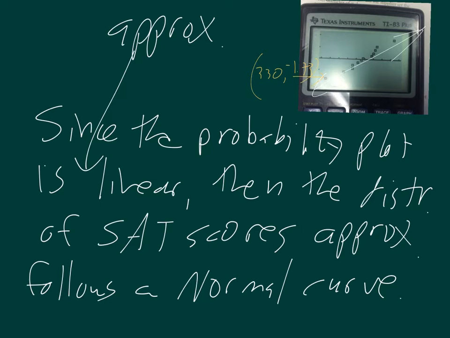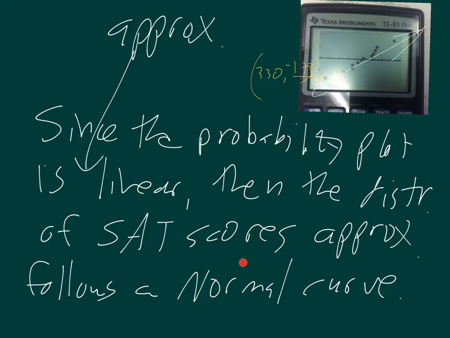All right. When you're doing your interpretation of graphs, don't say, since the graph is linear. Is this a graph? Yes, but don't call it the graph, call it by its proper name. Just like when I talk to you, I don't say, hey, you, boy. I address you by your first name. All right, so since the probability plot is linear, or approximately linear, then the distribution of SAT scores, context, is approximately normal.